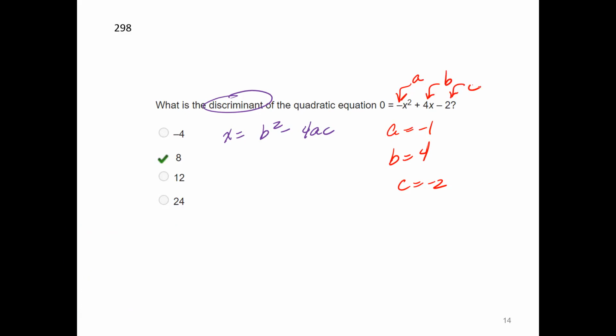And so if I plug this in, I have a 4 squared minus 4ac. So that's going to be 16 minus 8. So what is that going to result in? A, B, C, or D?